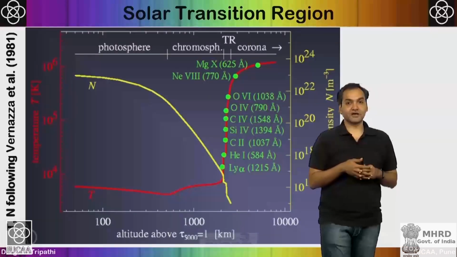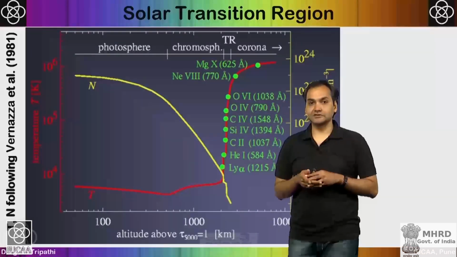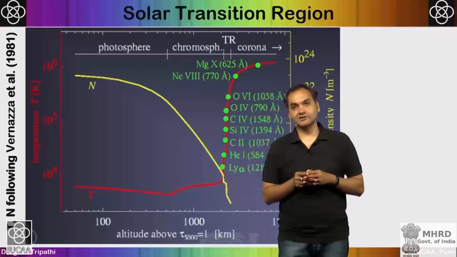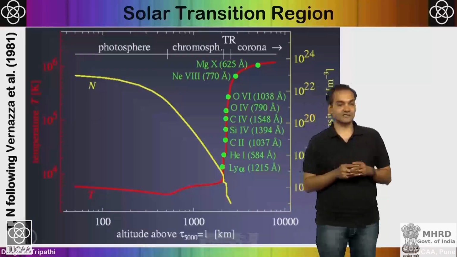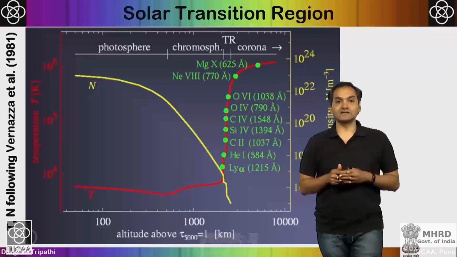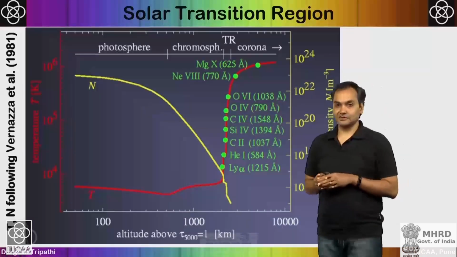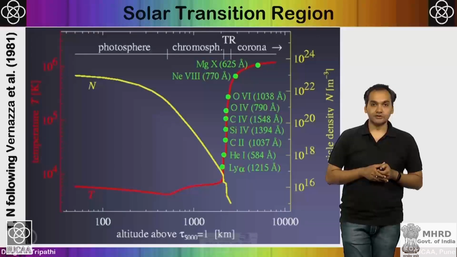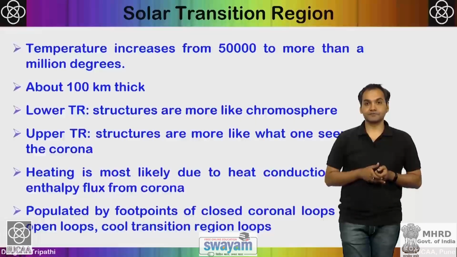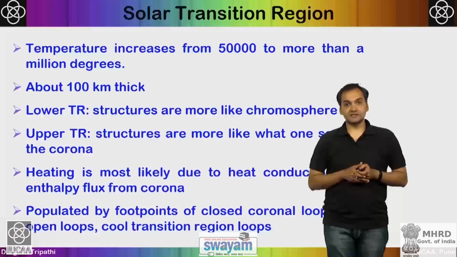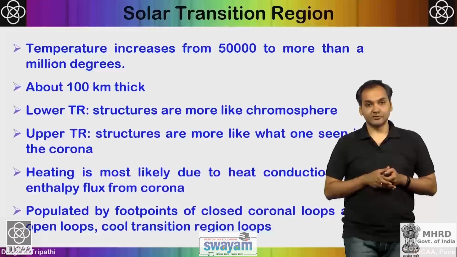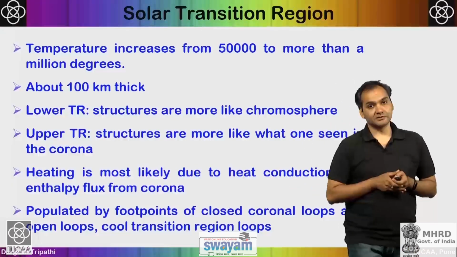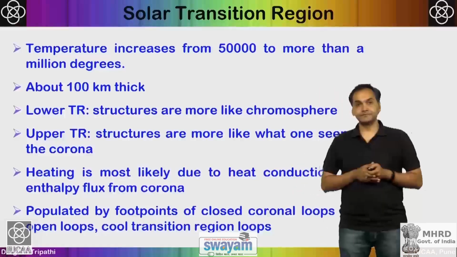So, you have all the way from Lyman alpha going into neon 8, magnesium 10, and as you go into the corona, you start seeing iron 9, 10, 11, 12, till iron 17, iron 18, and so on and so forth. Depending on what line you are taking, you will see various different structures. The temperature in the transition region changes from 50,000 to a million degrees. It is about a 100 kilometer thick layer.